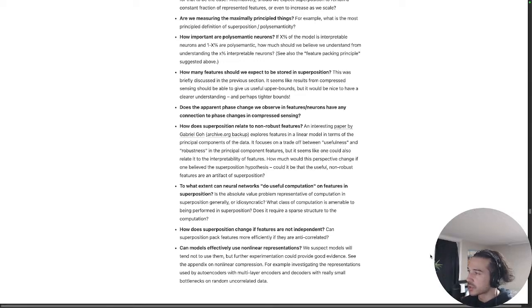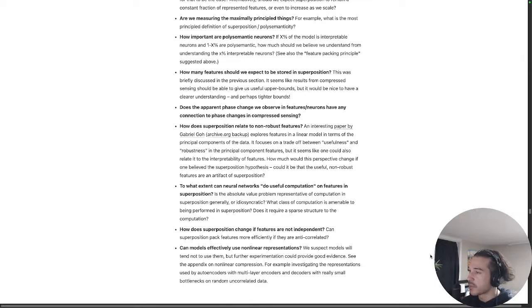It seems like results from compressed sensing should be able to give us useful upper bounds, but it would be nice to have a clearer understanding, and perhaps tighter bounds. Does the apparent phase change we observe in features/neurons have any connection to phase changes in compressed sensing? How does superposition relate to non-robust features?